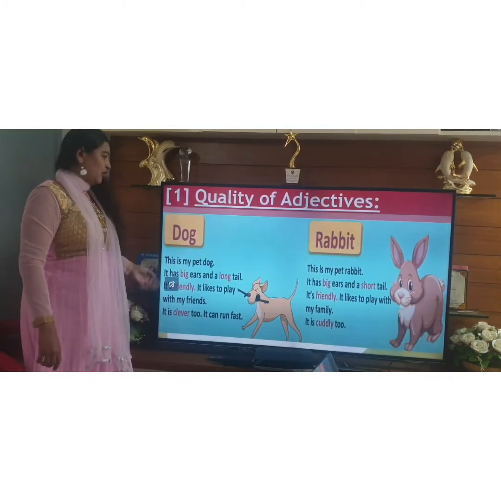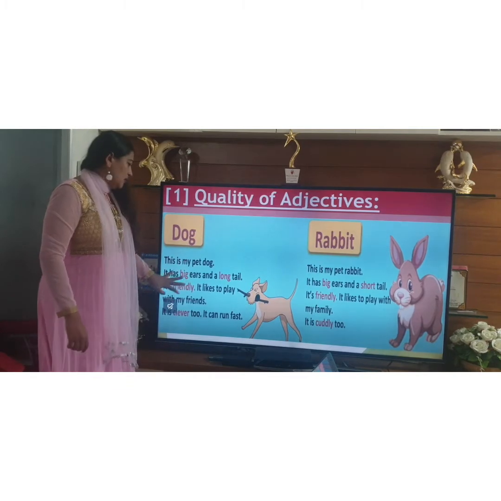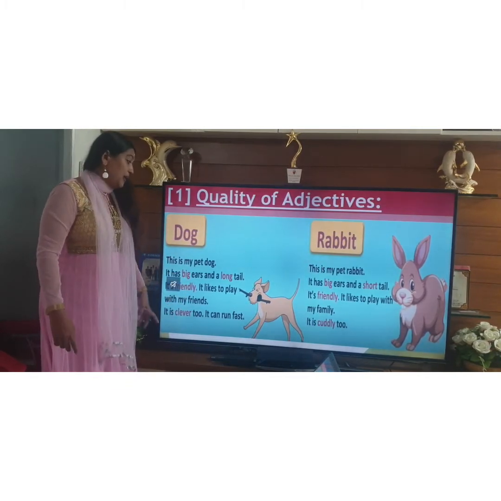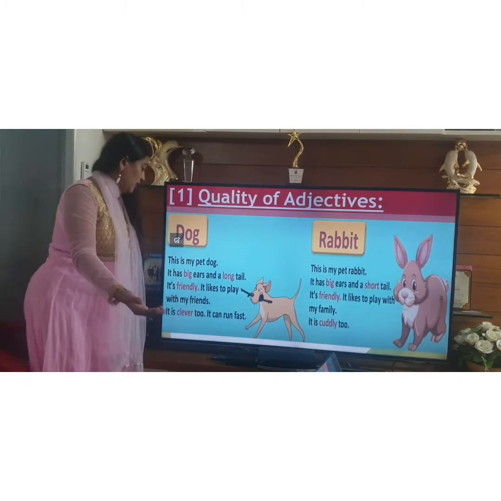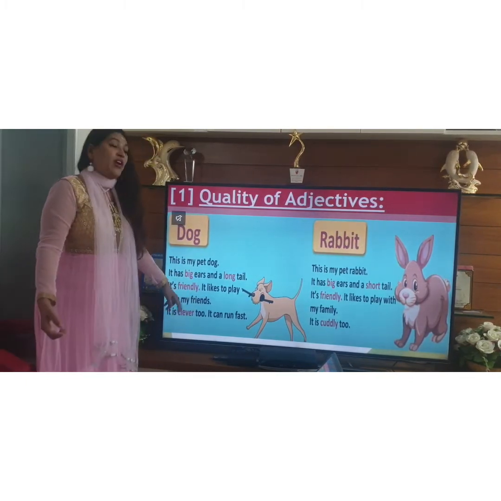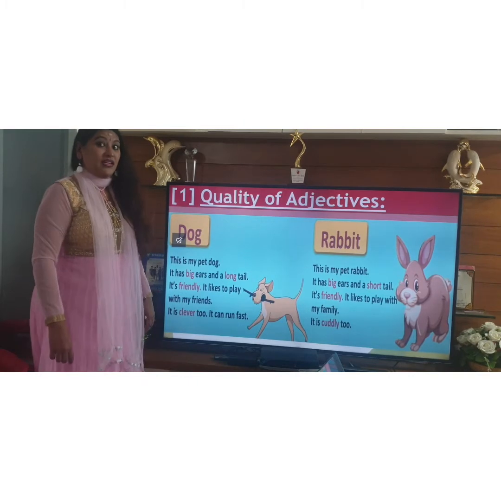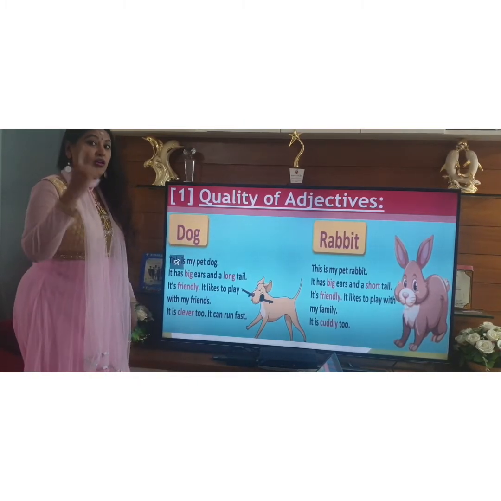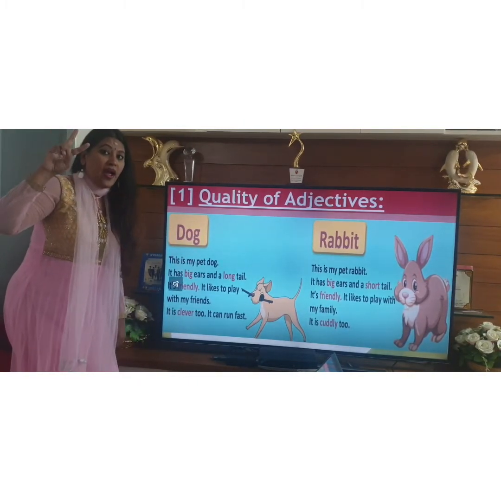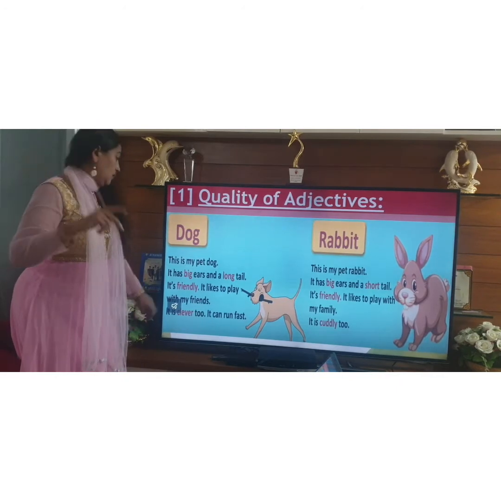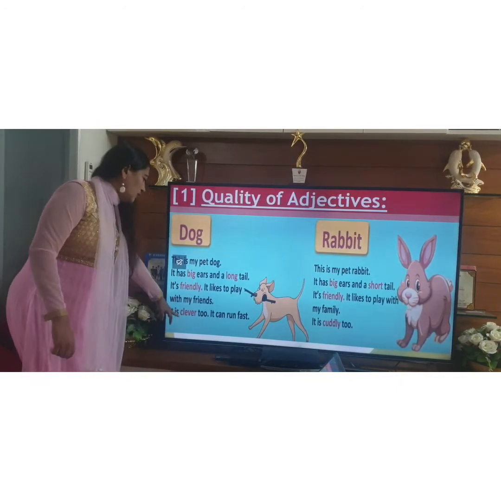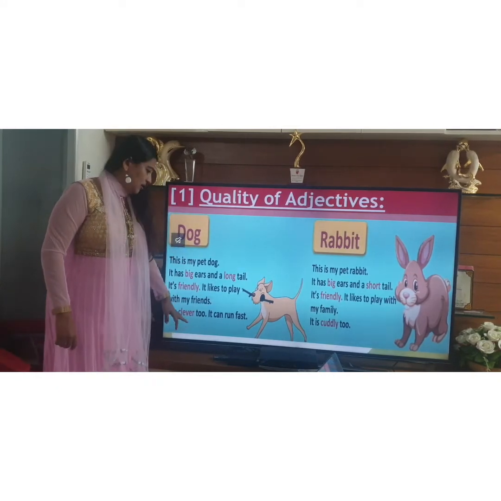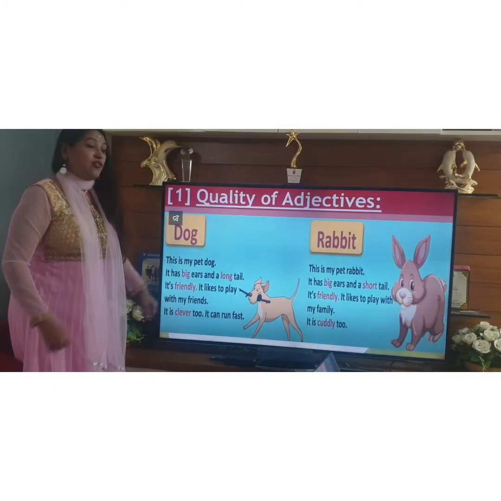When you talk about an animal, this is my pet, it has big ears. Big is what? Adjective. And a long tail, that is again an adjective. How is it? It's friendly to me. Remember the two things, how and what kind. It's very friendly to me, it's very playful to me. It's a clever dog. It is clever too, it can run fast.